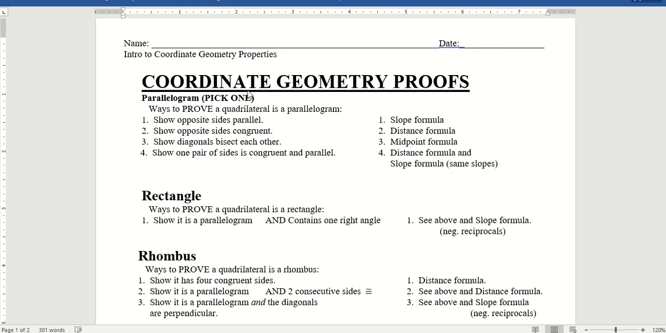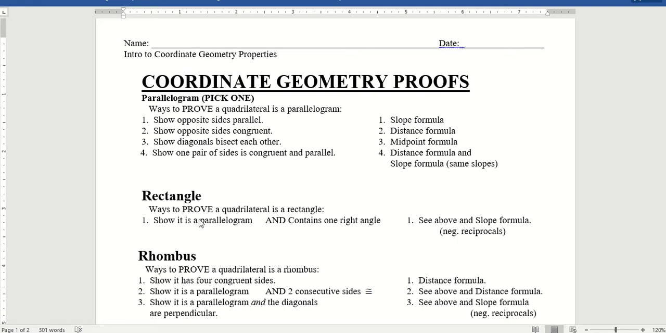For coordinate geometry proofs, if we want to show something is a parallelogram, we're just going to show one of these four things: opposite sides parallel, opposite sides congruent, the diagonals bisect each other, or one pair of sides is both congruent and parallel. Okay, and then there's your formulas.